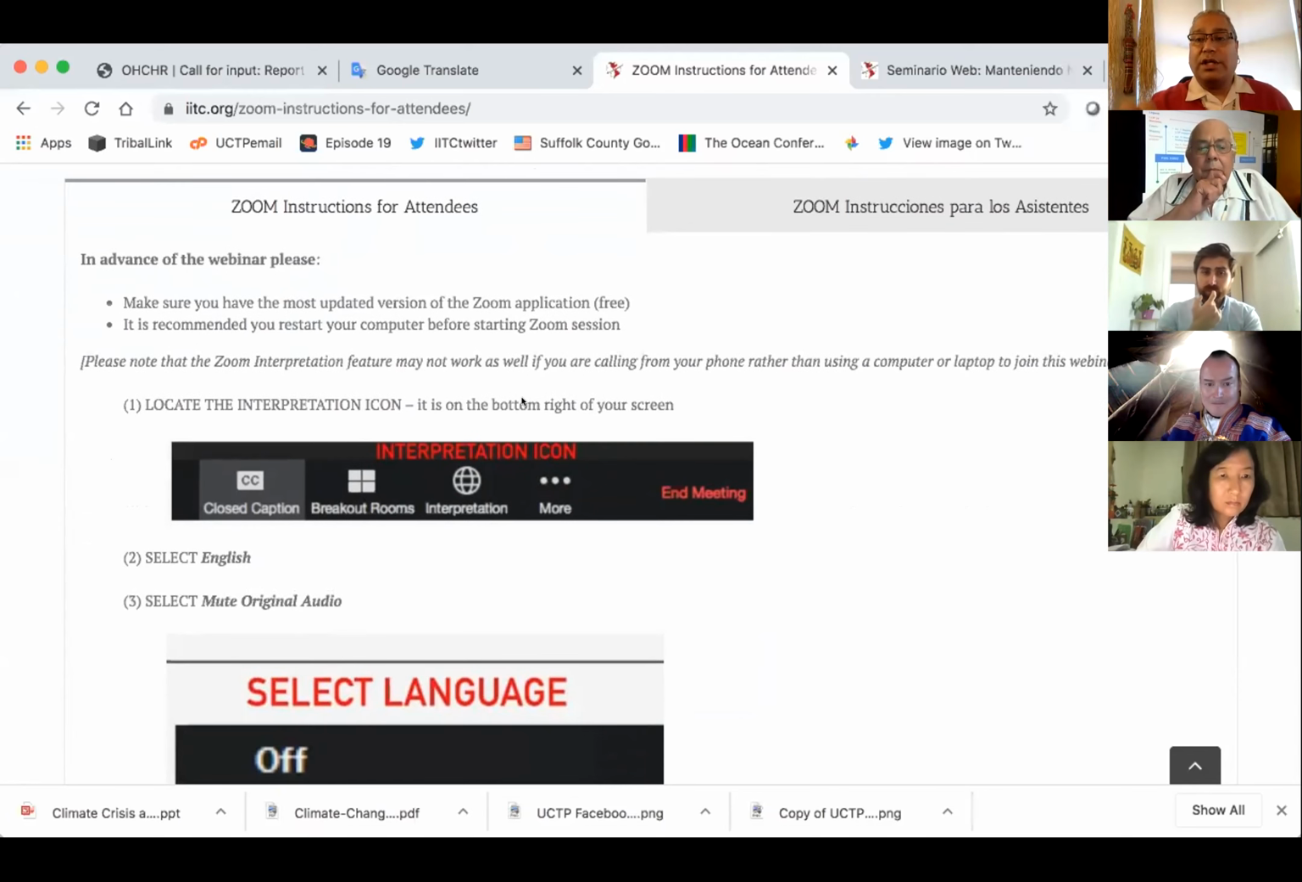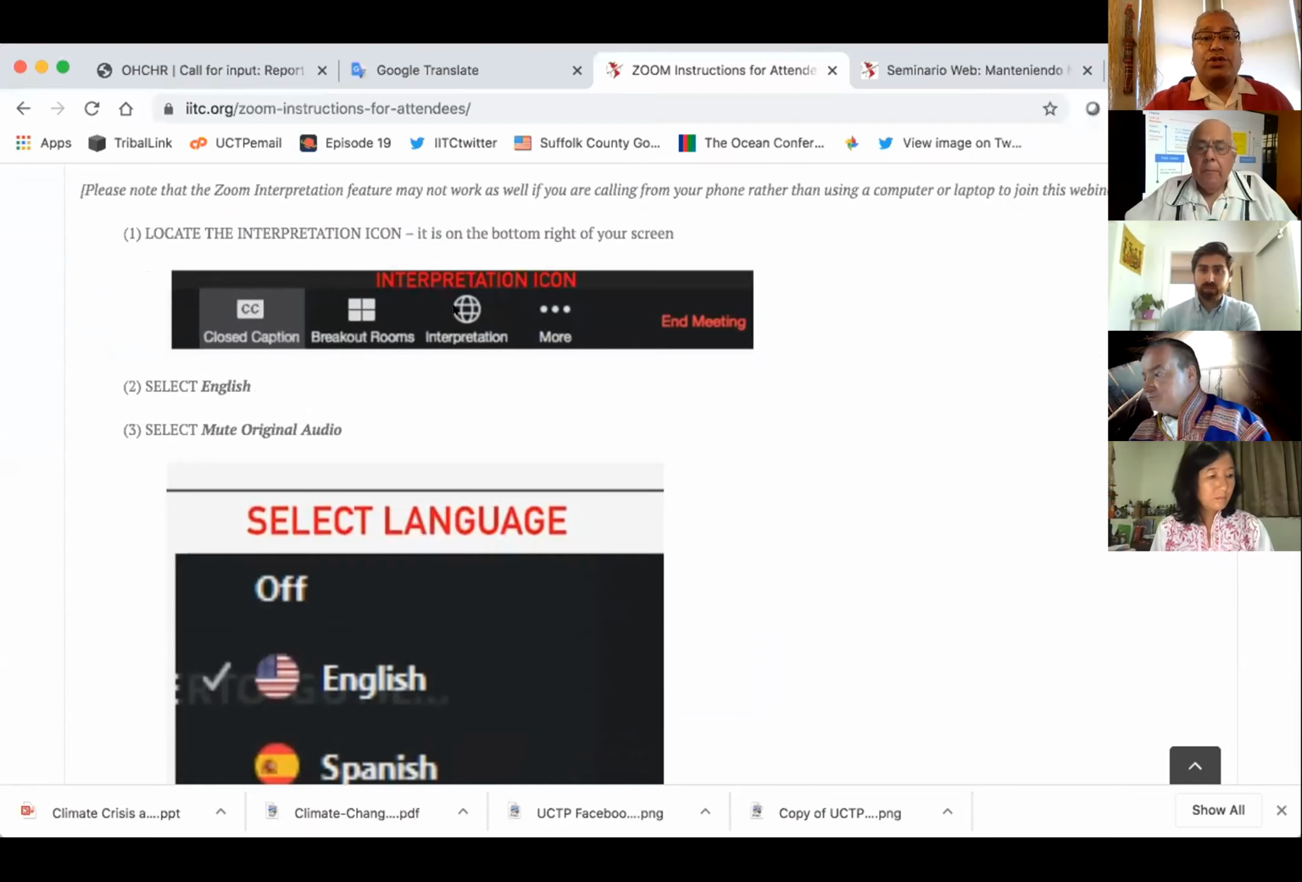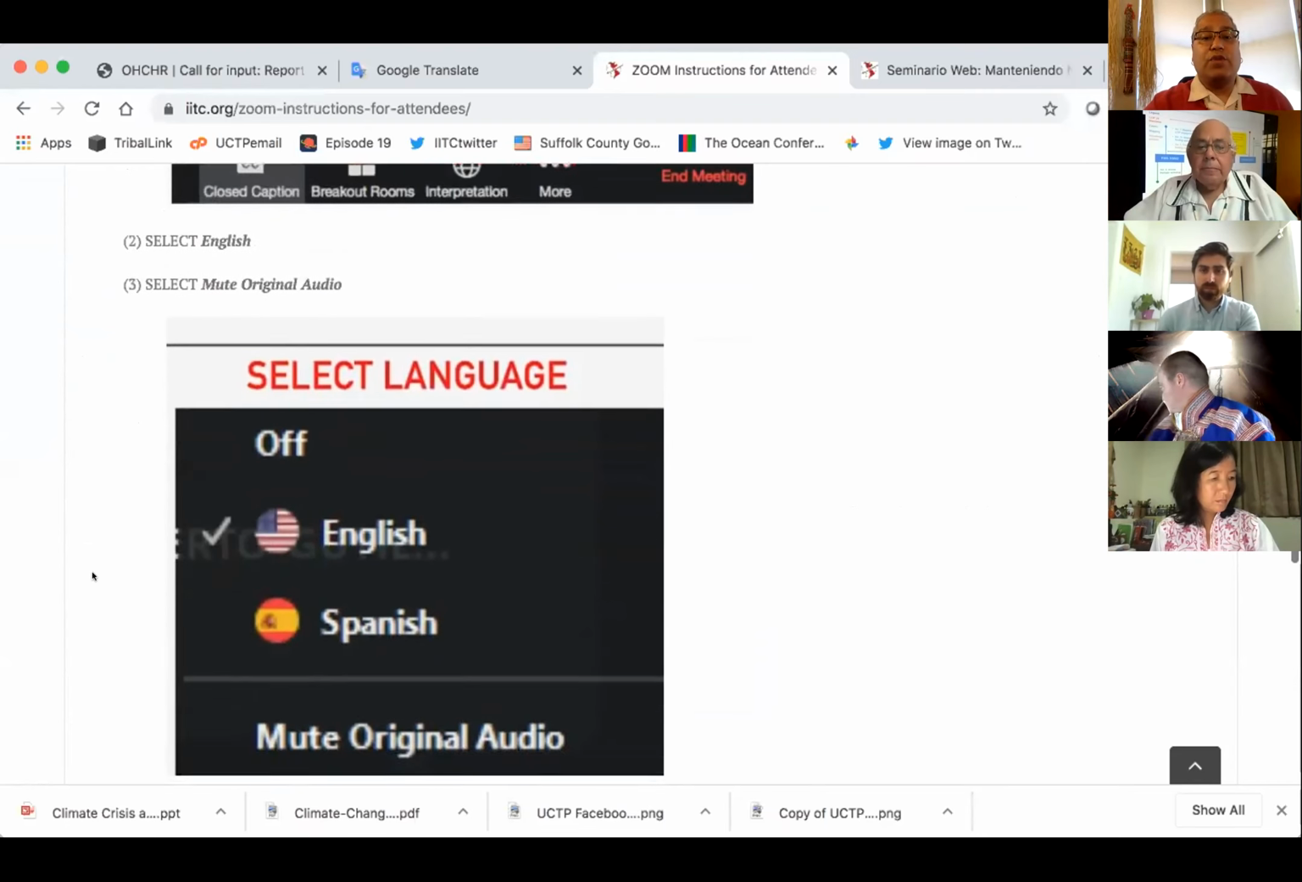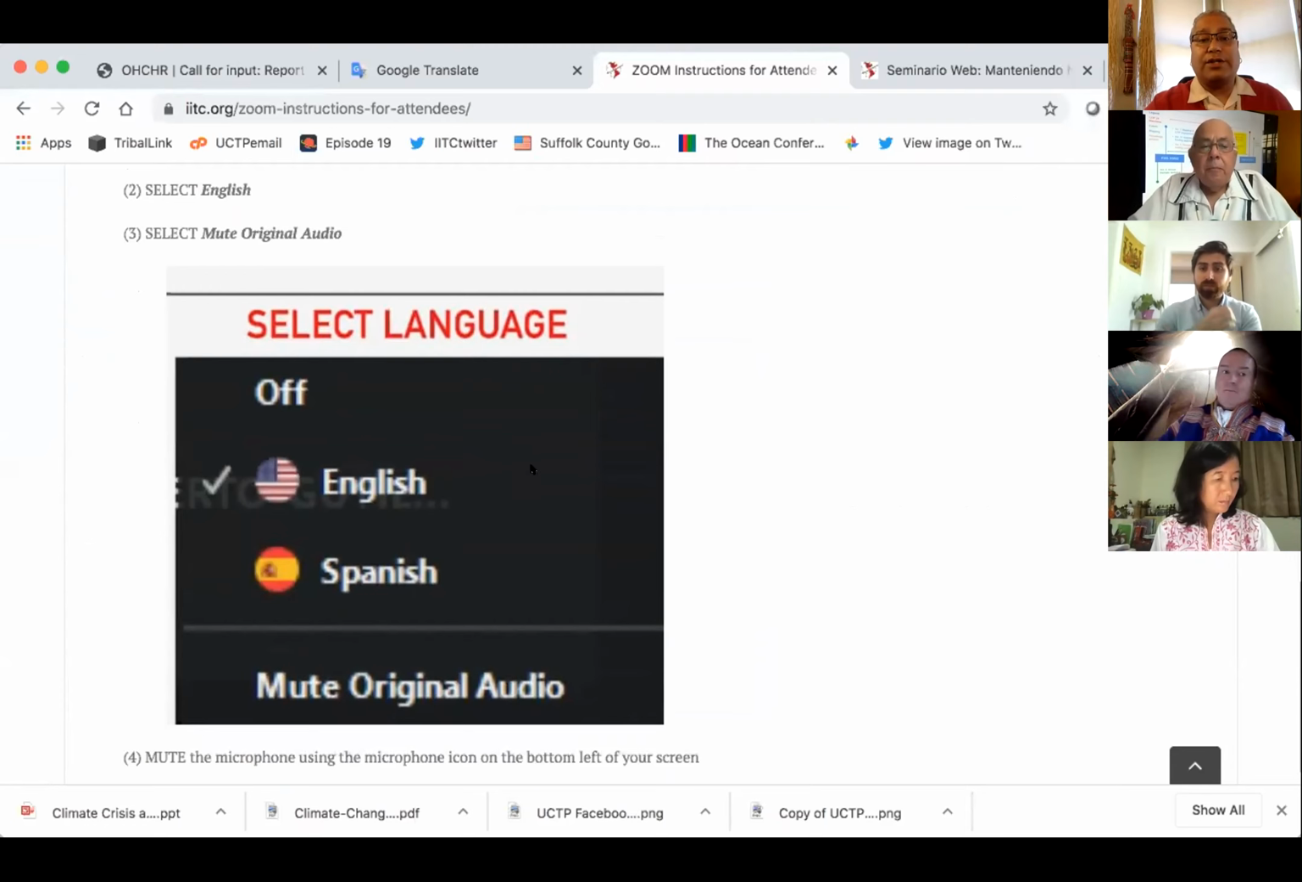So if you want to hear English, you will first locate the interpretation icon. It's at the bottom right of your screen, and you'll see a little globe and the word interpretation. You'll want to click on that and then select English. After you select English, the second thing you need to do is select mute original audio. Here's the image of what you should be seeing on your screen. It says select the language here, so you'll click English and then mute original audio.